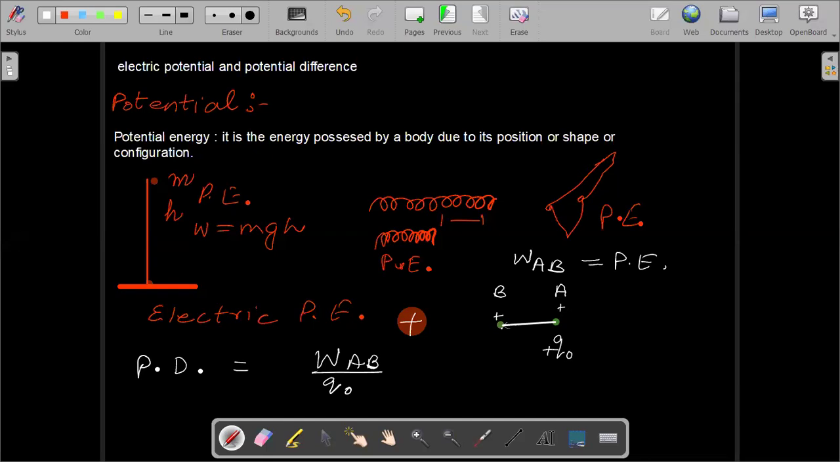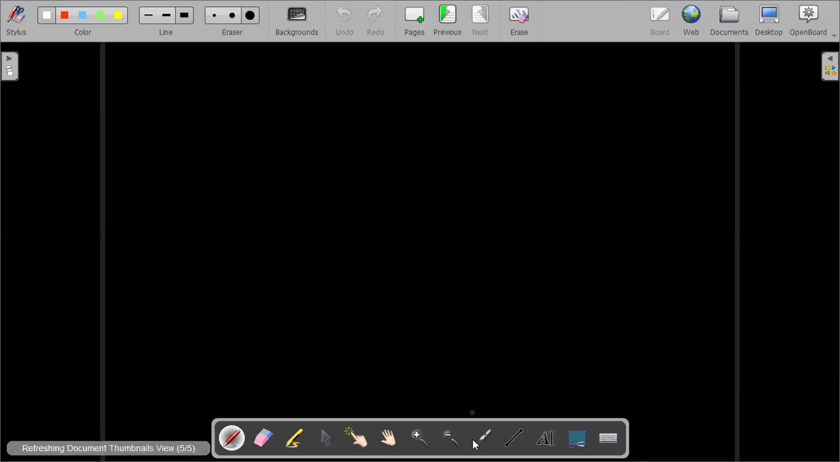So see, the electric potential is the amount of work done per unit charge. Here we have seen the potential difference. The potential difference is equal to work done per unit charge. Yes, sir. So potential difference is the work done per unit charge. Then we define this electric potential difference something like this.